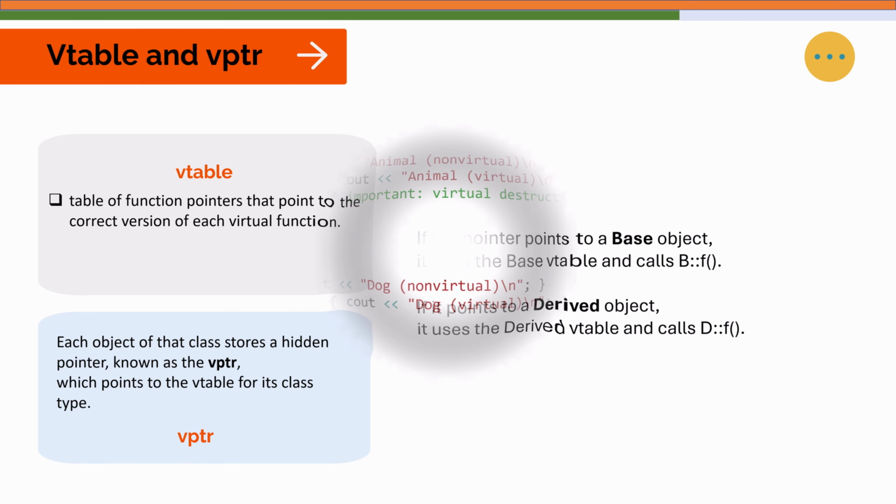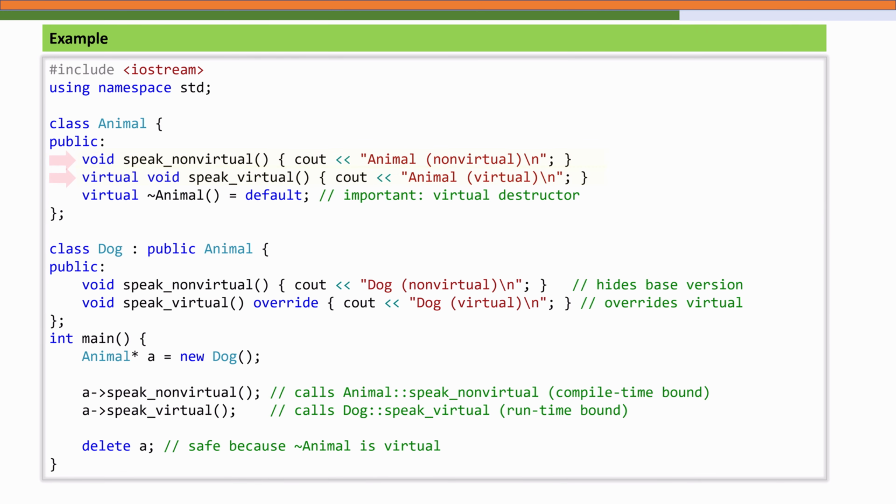Here we show two methods, speak_non_virtual, which is an ordinary function, and speak_virtual, which is marked specifically as a virtual function. The derived class Dog defines methods with the same name. When a method is virtual, we say the derived method overrides the base one. Also note the virtual destructor in the base. This is critical when you delete a derived object through a base class pointer, to ensure proper cleanup.